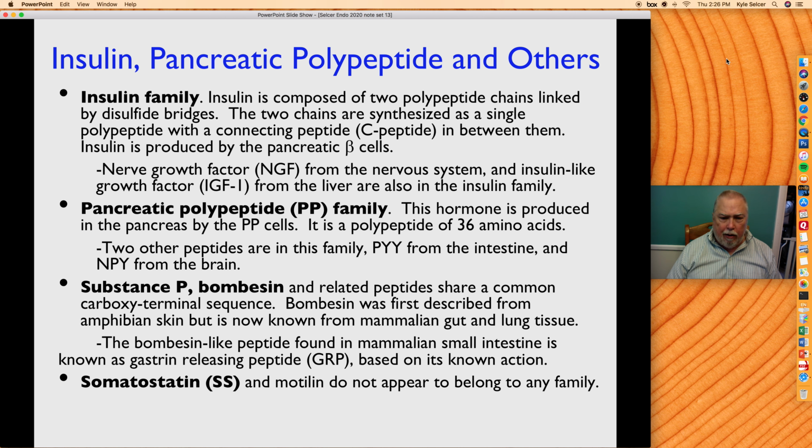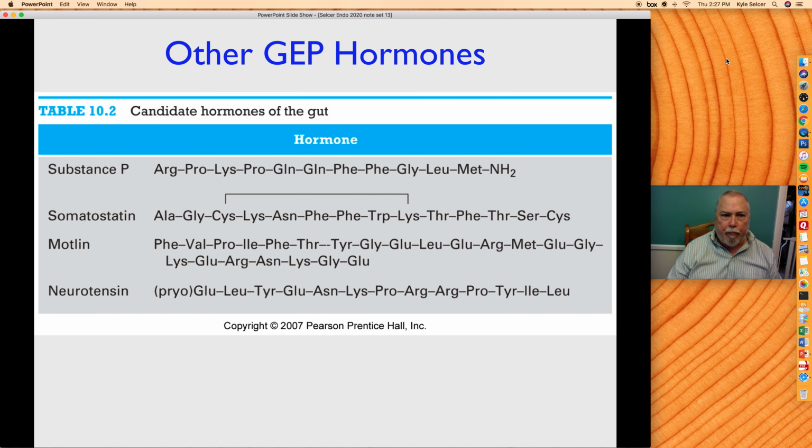Somatostatin and motilin don't appear to belong to any family. Somatostatin is going to be inhibitory in every function associated with the gut, just like it was inhibitory on growth hormone release. It was the inhibitory hormone from the hypothalamus that inhibited release of growth hormone from the anterior pituitary. I had it right the first time. Motilin's going to make the gut move.